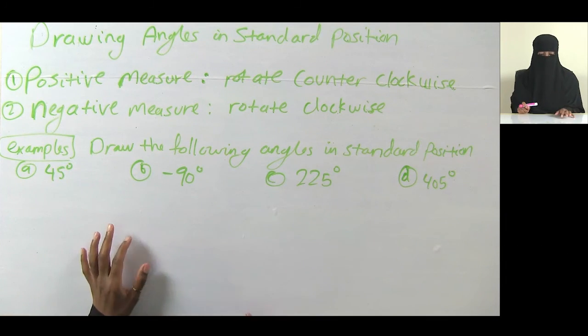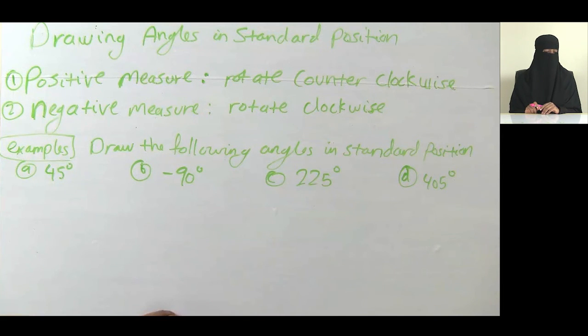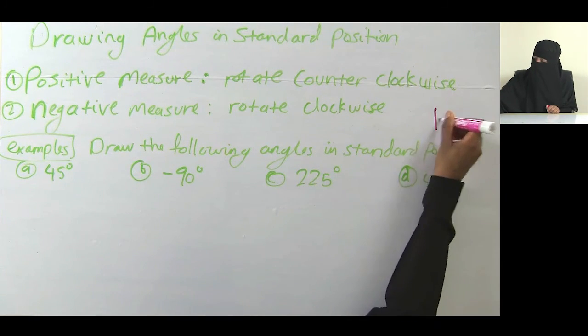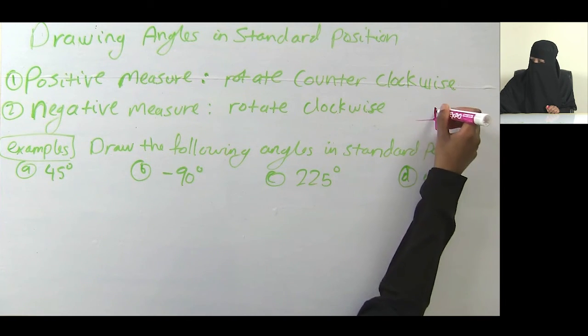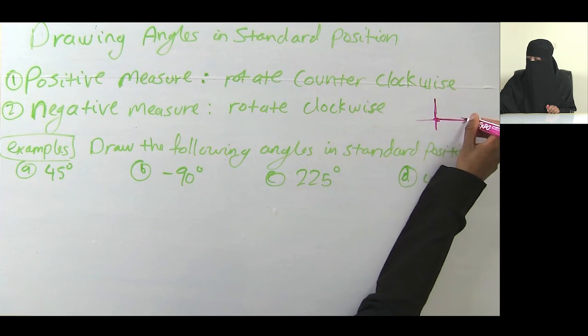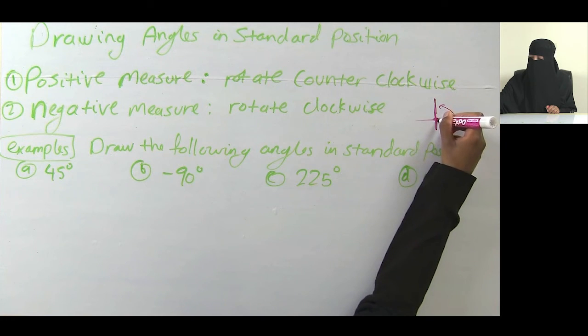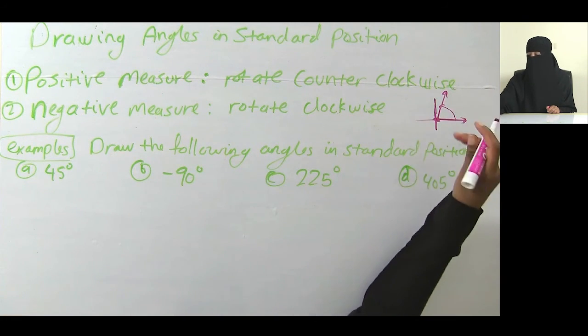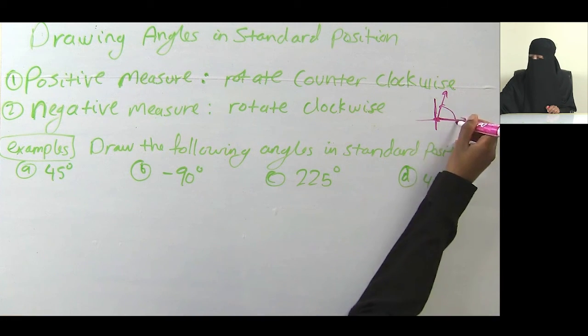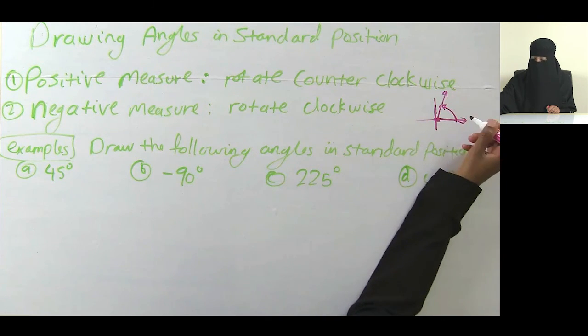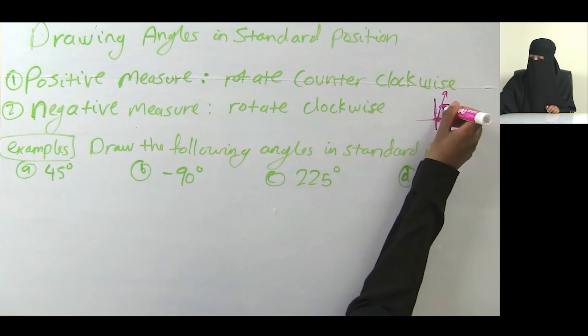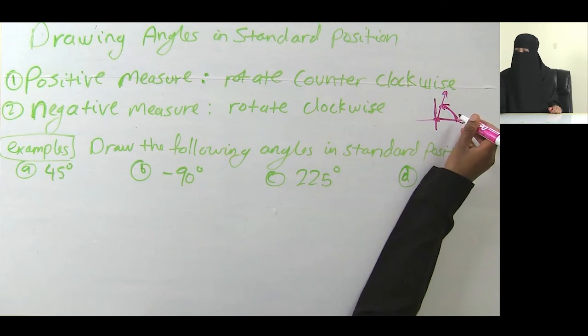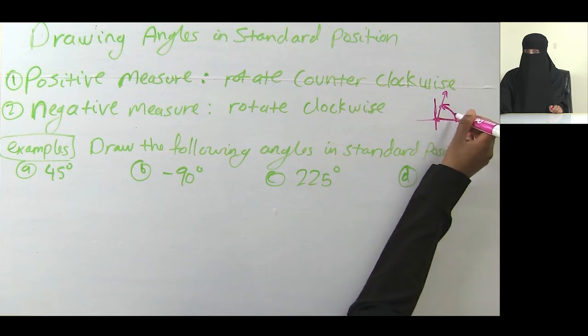So let's practice drawing angles in standard position. Now, when you're drawing angles, remember how I told you that these angles in standard position are really measuring how much the initial side rotated in order to reach the terminal side. That rotation is the thing that's telling us what the angle is. That angle is the rotation.